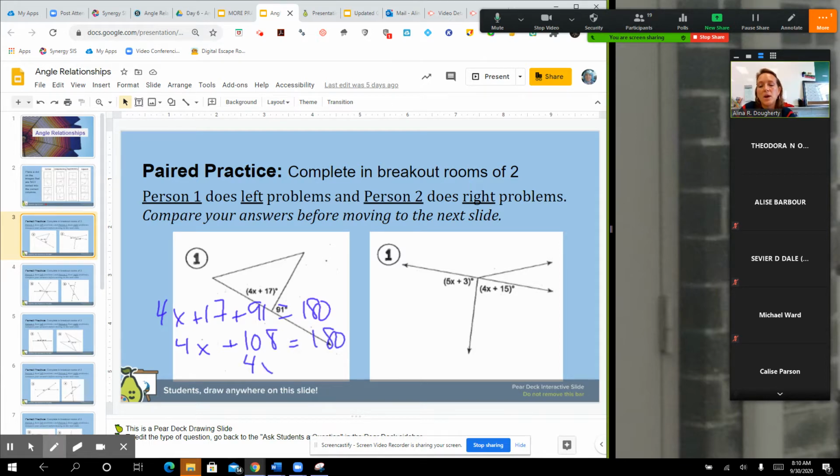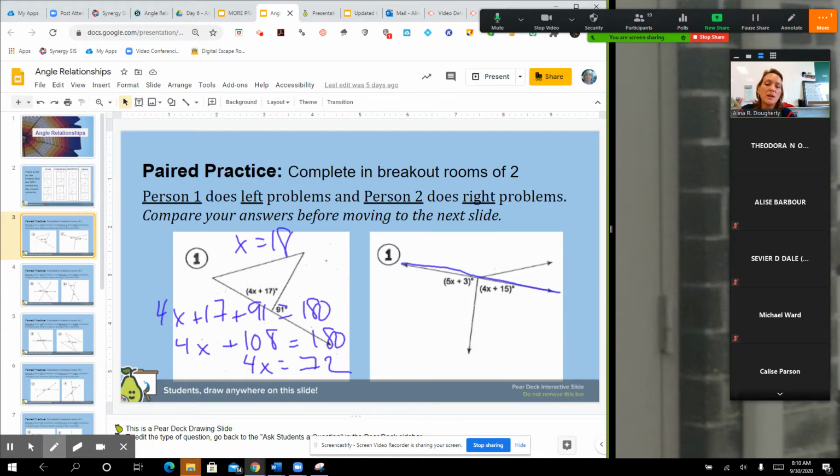And then 4x equals, and then I have to do that in my calculator because my brain is tired. 180 minus 108 is 72. And then 72 divided by 4 is 18. X equals 18. Here, I saw this on a lot of people's papers.